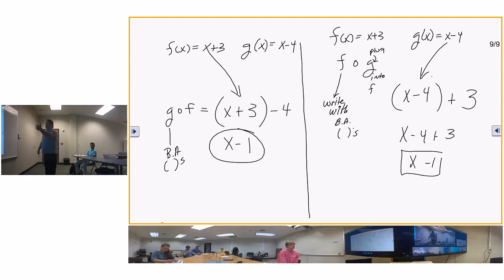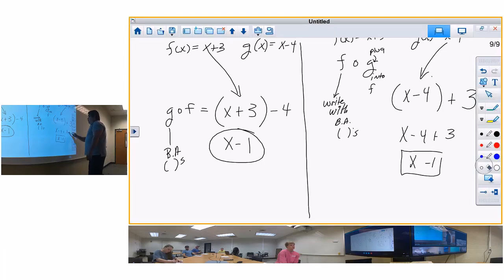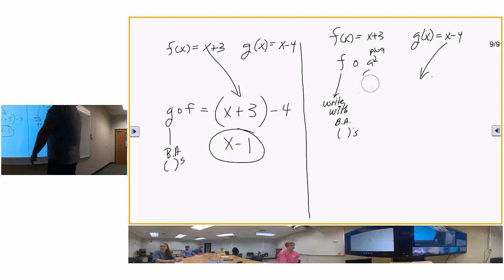Okay, now you've done F of G, you've done G of F. Now what else is there you can do? What else can you do with these two functions? That means I'm interacting with y'all. That means I want y'all to interact with me. Unless you just don't have a clue.